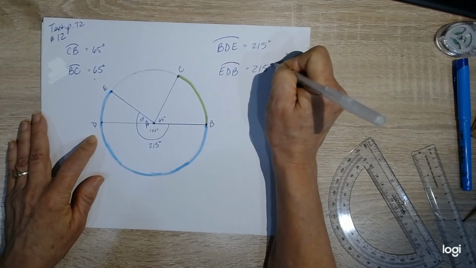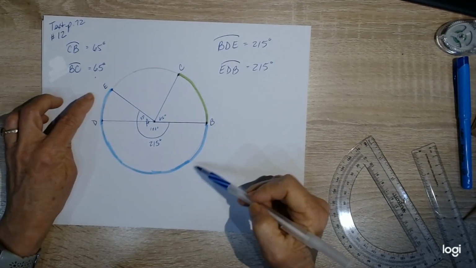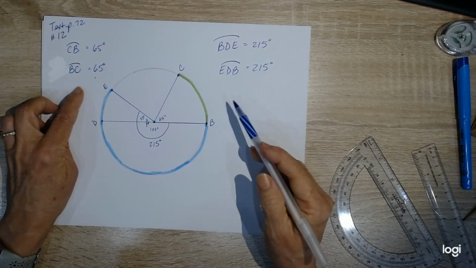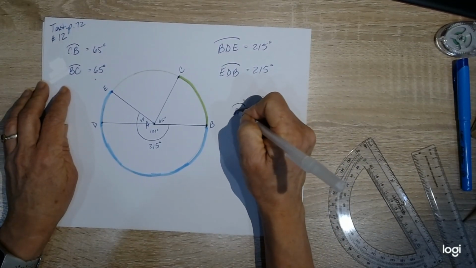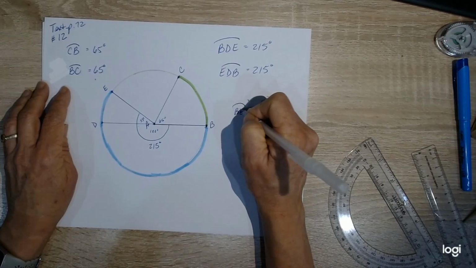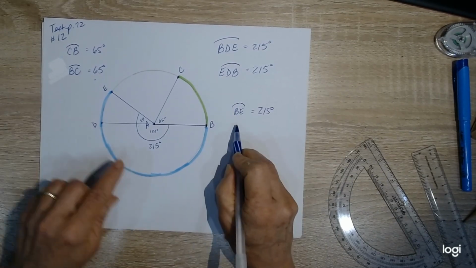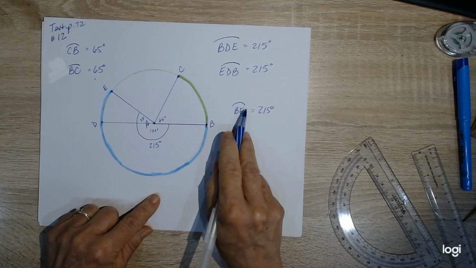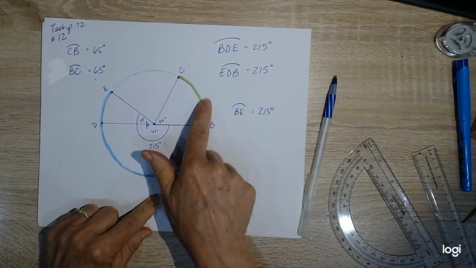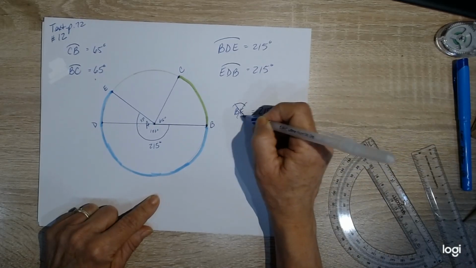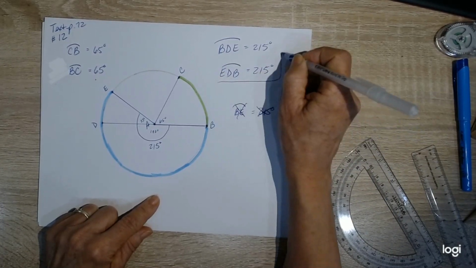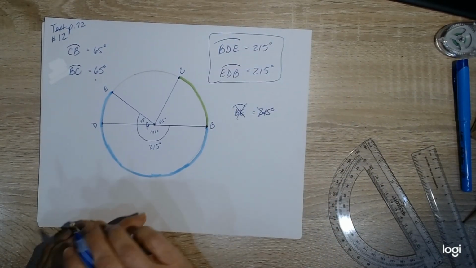Either one will be correct because I don't have to choose, I'm not choosing a specific direction. I will say that arc BE equals 215 degrees. That is not correct because somebody is going to assume that that is the arc. If you do BE, this one, you have to add a third letter to be clear.